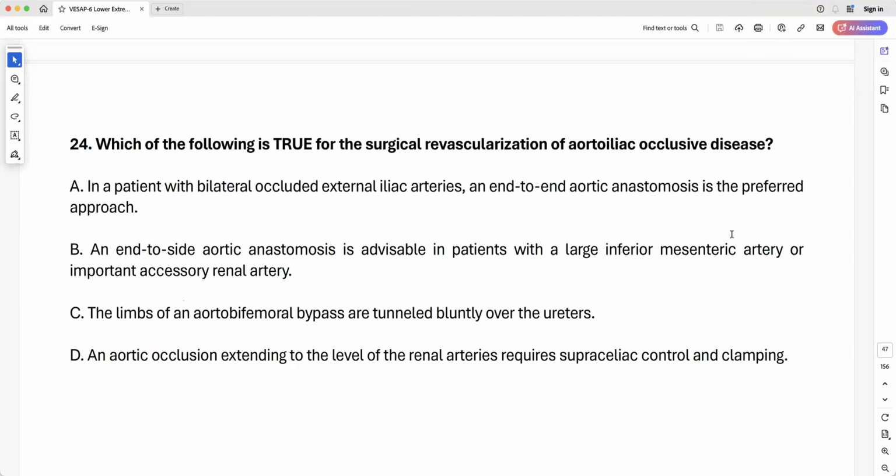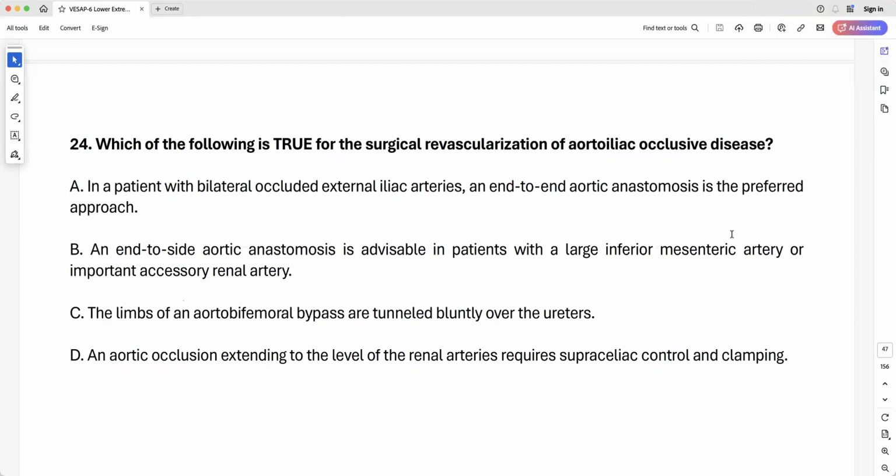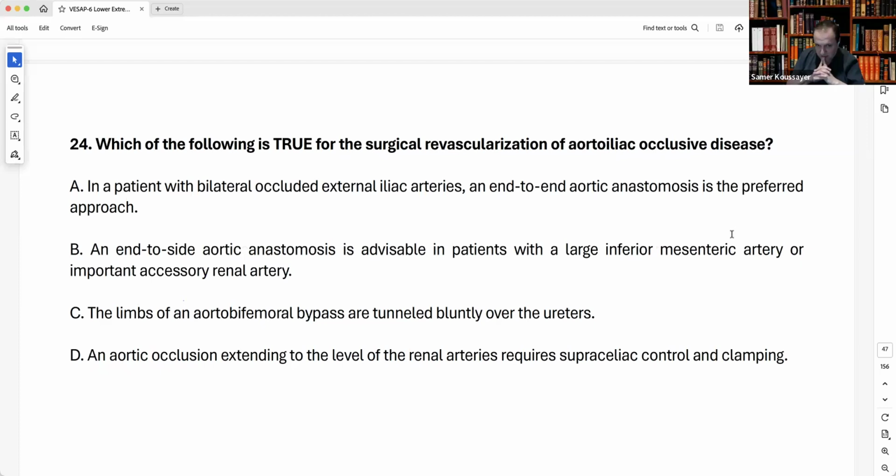Okay. The limbs of an aortofemoral bypass are tunneled bluntly over the ureter. No. You do above or below the ureter when you do aortobifem? Above. You tunnel your graft above or below the ureters? First below. Above, because if you do above it, you can close the ureter, right?